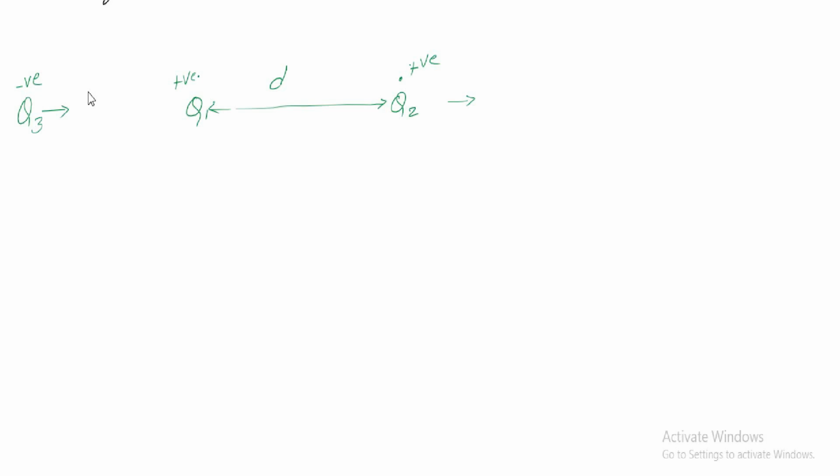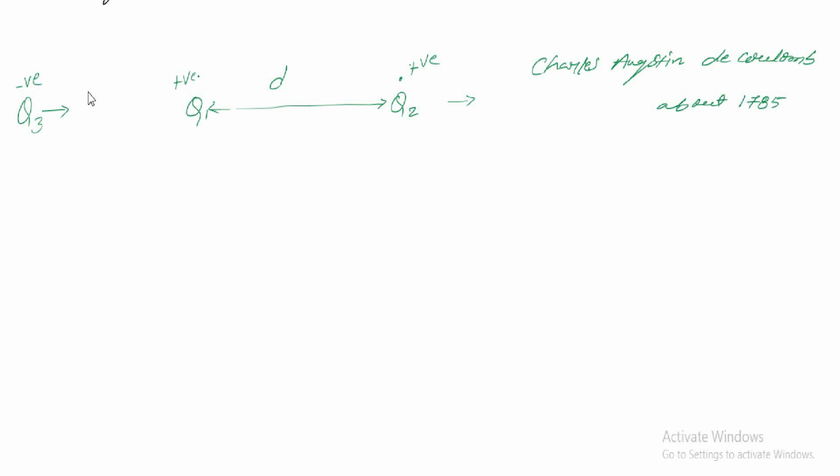So let us consider one charge and one more charge. If these two charges are separated by a distance d, then according to the definition, Coulomb's law is based on the experimental observation made by Charles Augustin de Coulomb in about 1785.